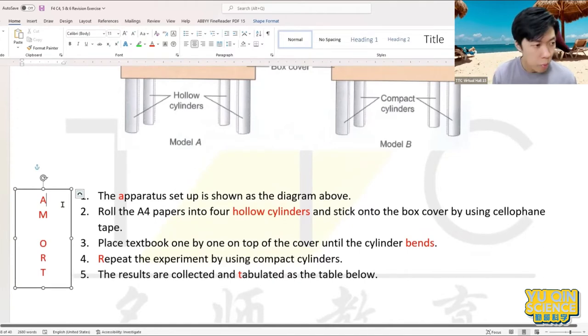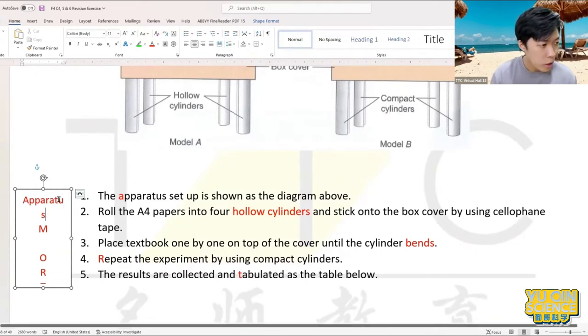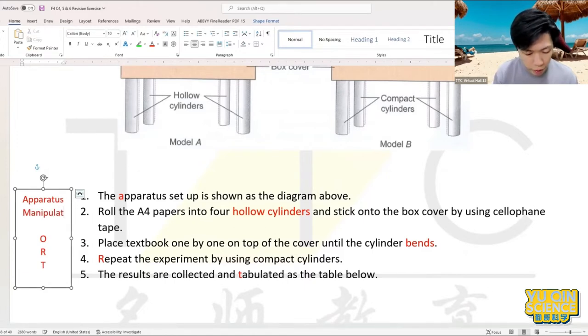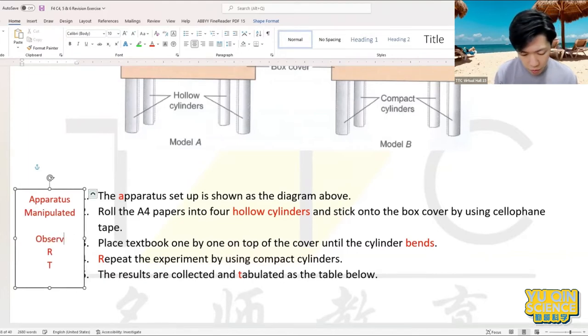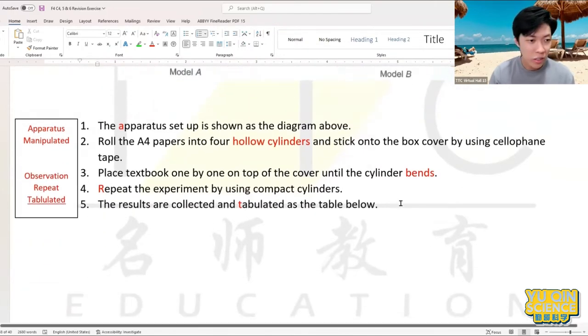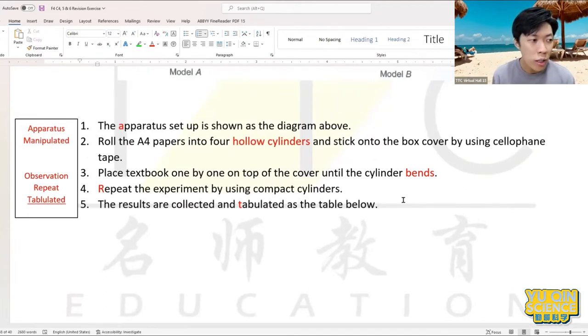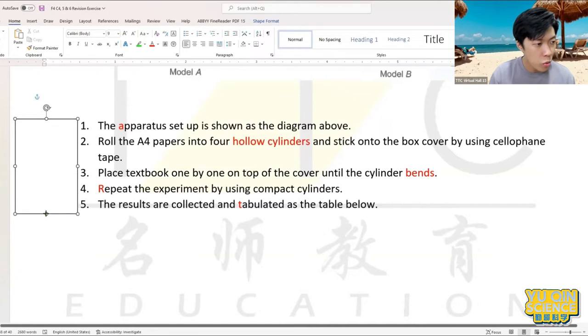A pair with this. A pair with this. Manipulated. Observation. Repeat. Tabulated. Okay, there you go. So probably it should sound this way. So AMORT, tabulated. Sorry for the typo.